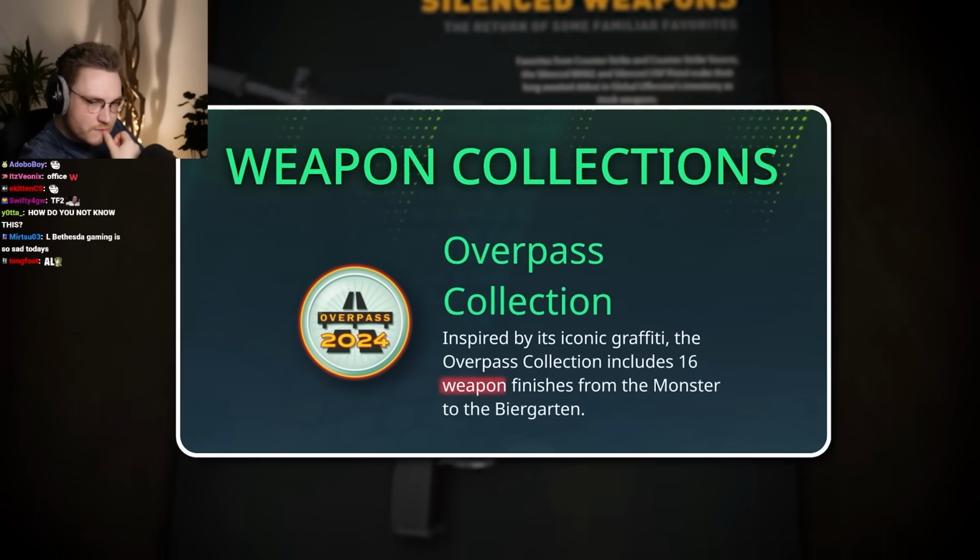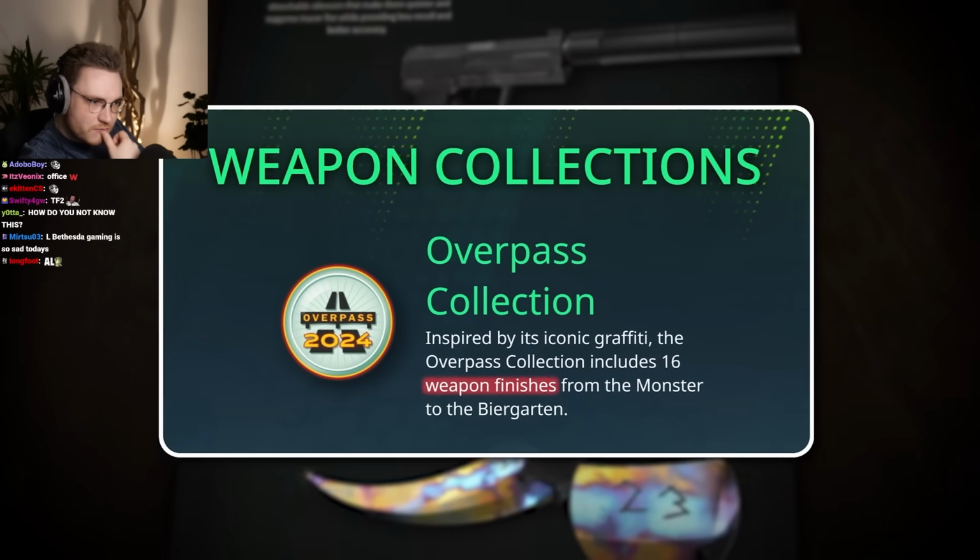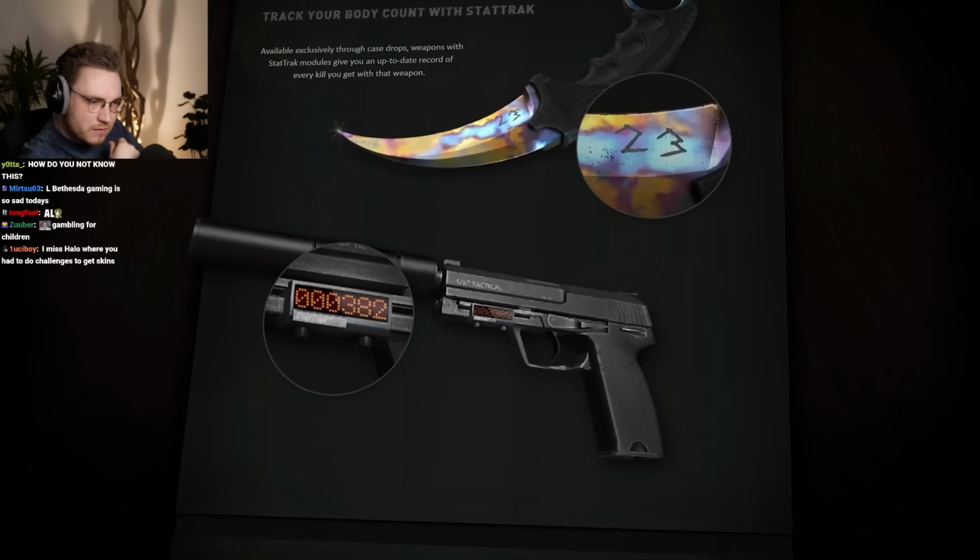In official posts, they call them weapon finishes, not skins. It's just a really sterile term for something that was born from community creativity.